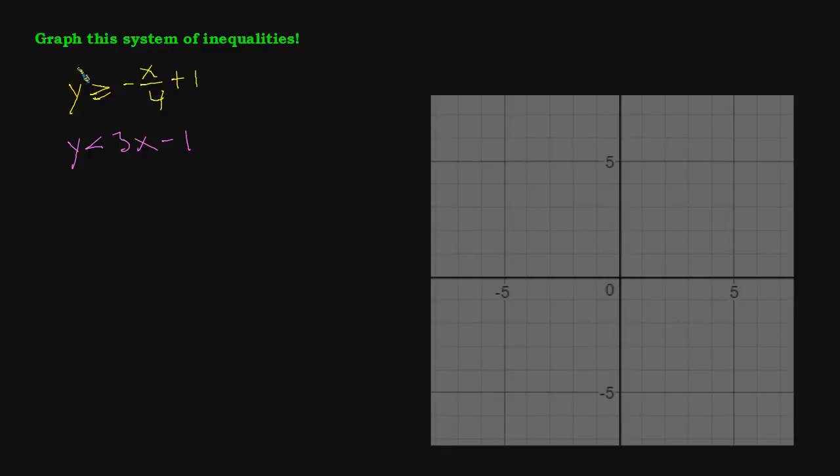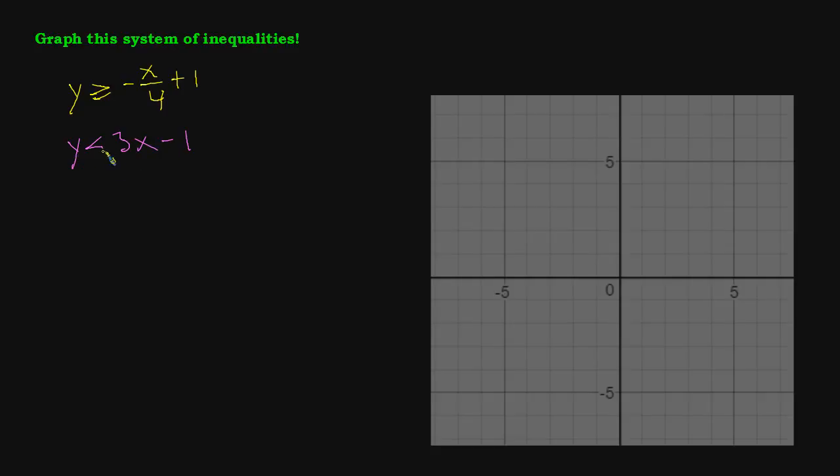Let's graph a system of inequalities. Here is one inequality and here's another inequality, and when we graph more than one inequality we call that a system of inequalities. In this case we're actually graphing linear inequalities because if I replace this less than sign with an equal sign, this guy would look just like a normal linear equation or a linear function.